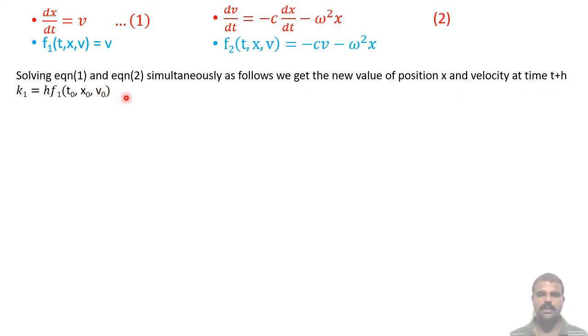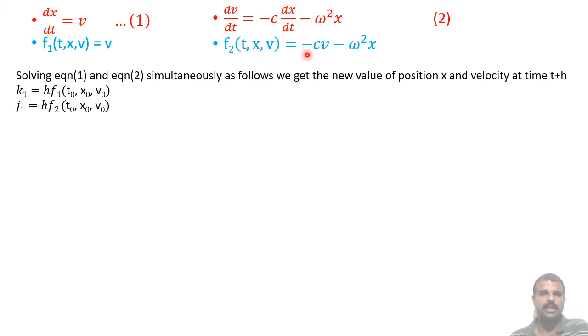And the steps are like this. We have to calculate k1, which is equal to h into f1 of t0 x0 v0. Instead of this f1 you may write v. I wrote f1 here for clarity, which is generally useful for solving any such equations. But here, instead of f1 of t, x, v you can simply write h into v, because f1 is v. Alright, and with that we calculate j1 here.